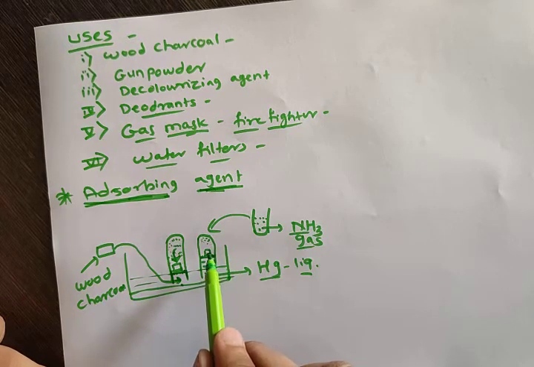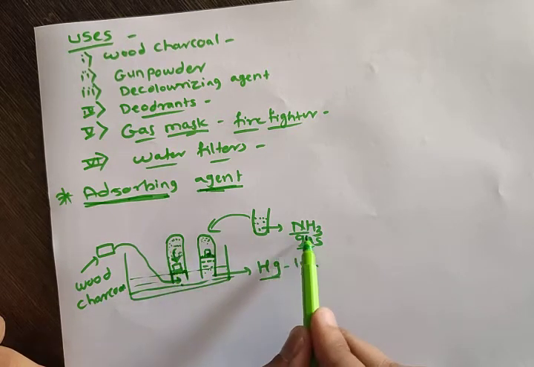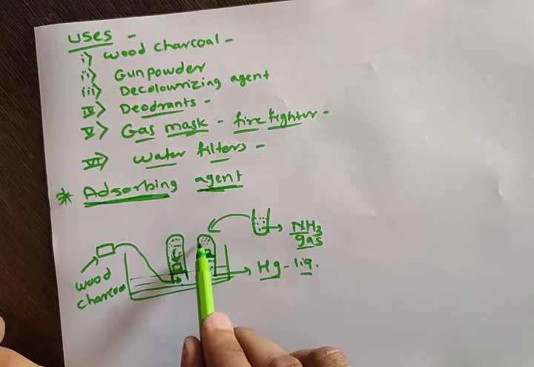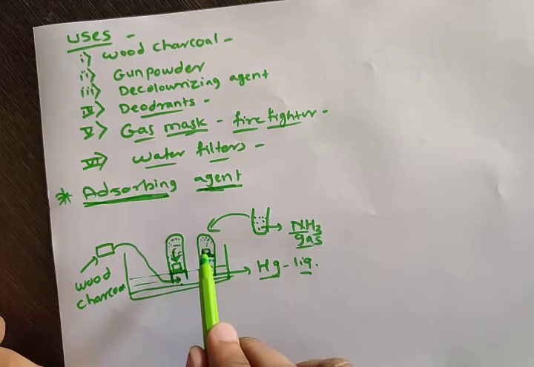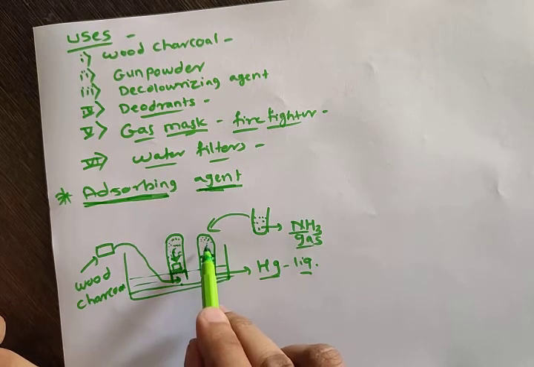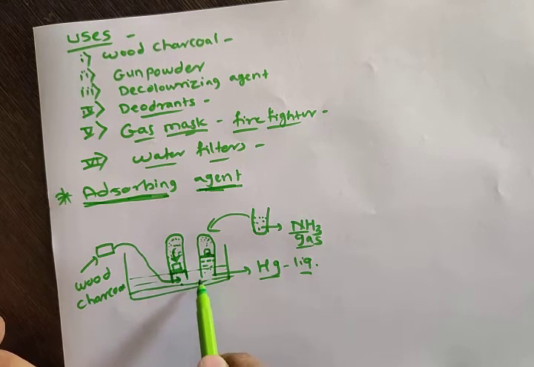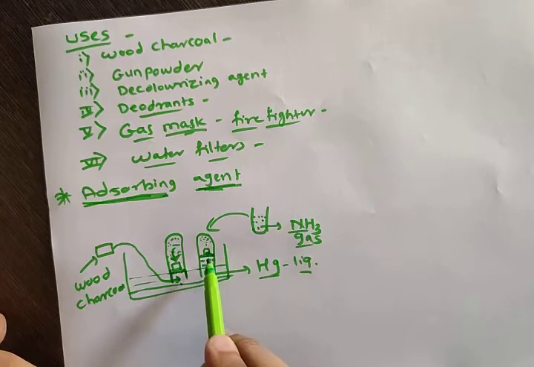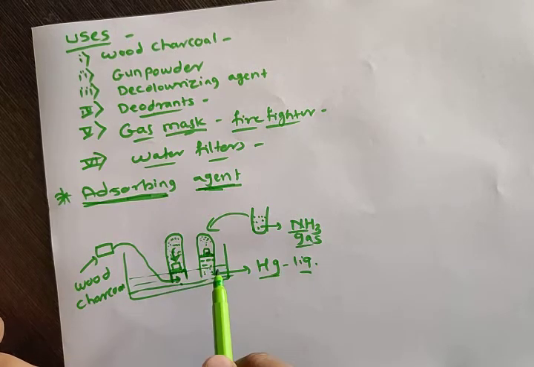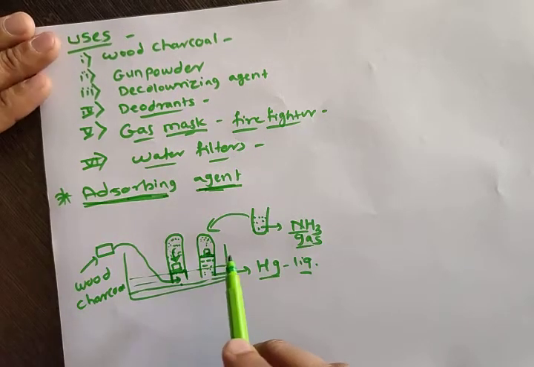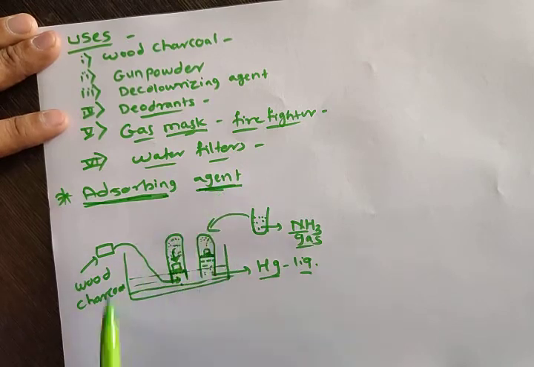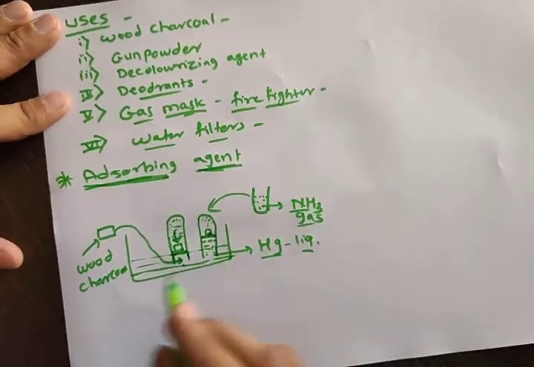But because the wood charcoal has adsorbed this ammonia gas, the amount of ammonia gas inside this test tube is decreased. Therefore, empty space occurs inside the test tube, and therefore the level of the mercury increases inside this test tube. So this is the first activity which shows that wood charcoal is a good adsorbing agent.